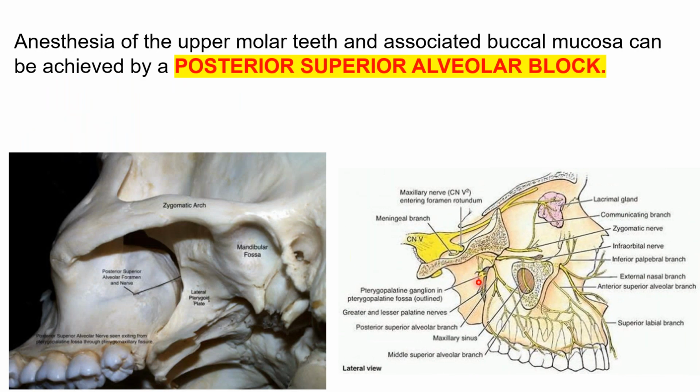Because the posterior superior alveolar nerve supplies the upper molars, for any anesthesia, any operative procedure, any intervention, or any tooth extraction required in the upper molar, you will need to anesthetize these upper molars and the associated buccal mucosa, which will be achieved by blocking which nerve? It will be achieved by blocking the posterior superior alveolar nerve. So this is called the posterior superior alveolar nerve block.